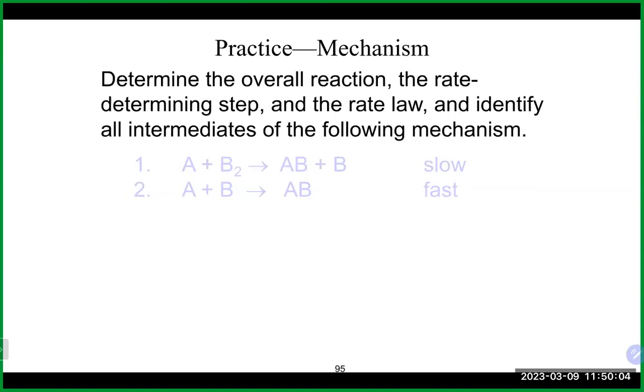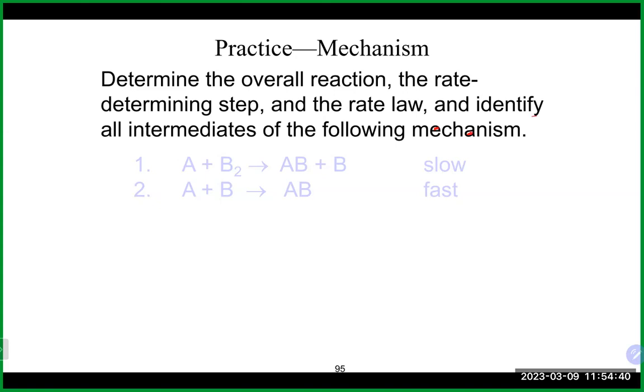Okay, so we have one more mechanism type problem. It's a little bit different, so see what you come up with. We want to determine what the overall reaction is based on this mechanism. We also want to determine which one is the rate determining step, and we want to identify the rate law and any intermediates there are. So take a couple minutes, see what you come up with here. All right, let's take a look.